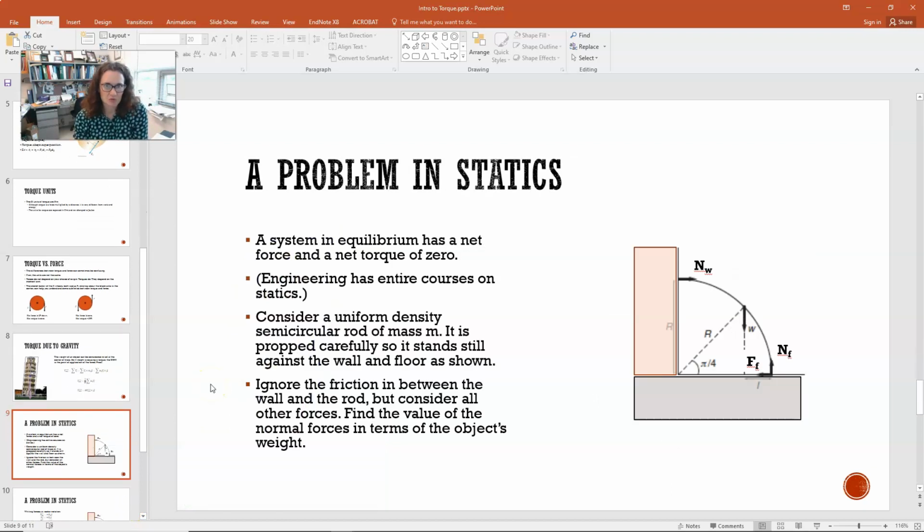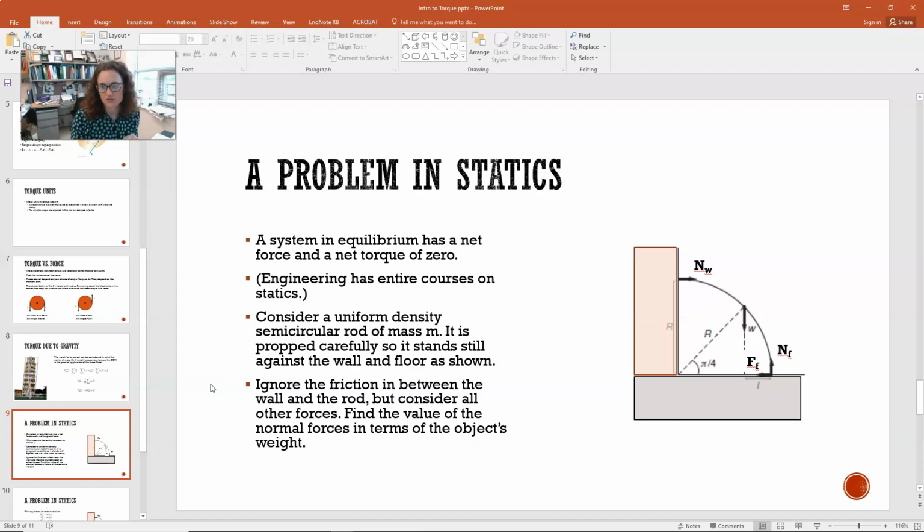Let's do an example problem where gravity has a torque acting on it. In this, I'm going to highlight statics, so this is a problem in statics. Now, engineering has entire courses on statics, and basically statics are systems that are in equilibrium, which would mean that they have a net force and a net torque for the entire system of 0.